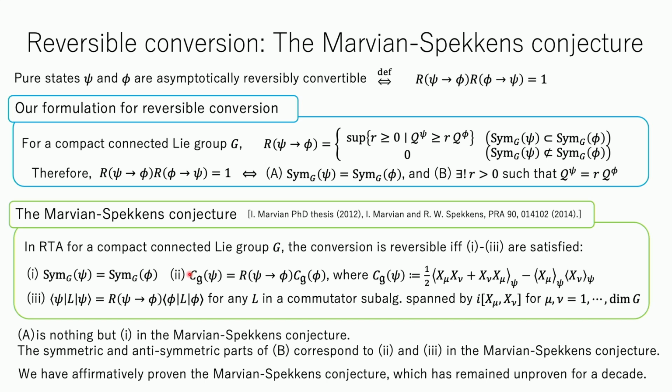And as I mentioned, the condition A is nothing but condition 1 in the Marvian-Spekkens conjecture, while the condition B about the quantum geometric tensor, the symmetric and anti-symmetric parts of this equality between the quantum geometric tensors, corresponds to conditions 2 and 3 in the Marvian-Spekkens conjecture, respectively. So in this way, as a bonus, by using our formula, we have affirmatively proven the Marvian-Spekkens conjecture, which has remained unproven for a decade.